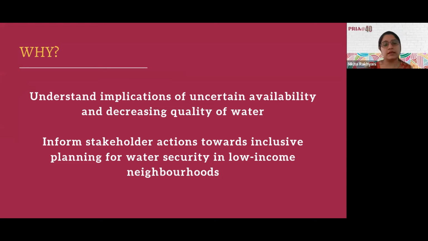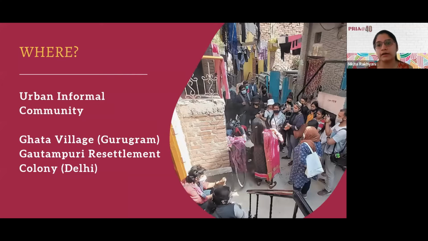We did this in two urban informal communities in Delhi and NCR. Delhi is the capital of India, and both the communities had different settings and different contexts. Ghata is a village setup community in Gurugram, and it's called Ghata village. The issue here is not of water. Water is being supplied here all the time.